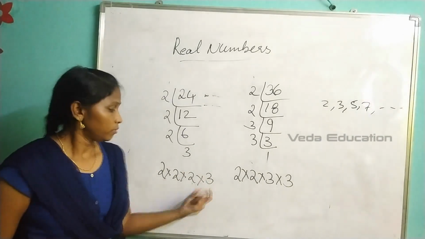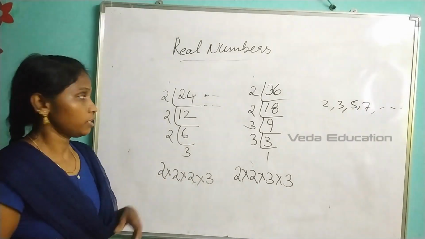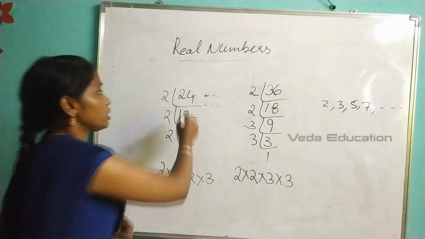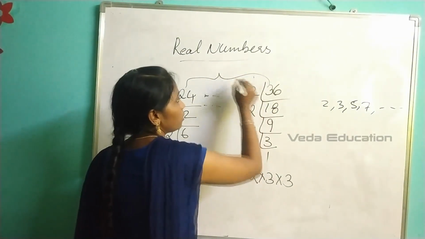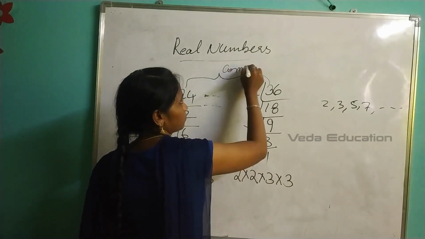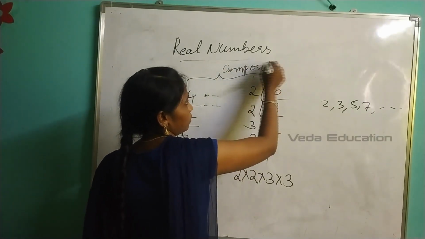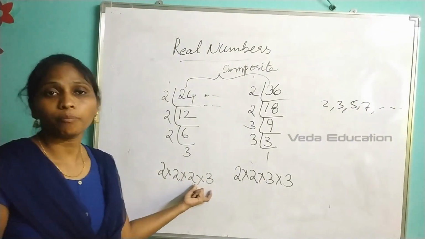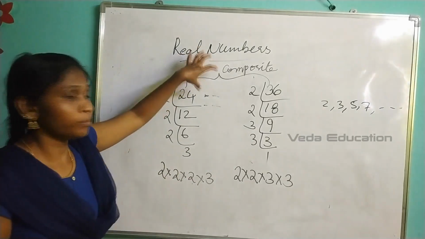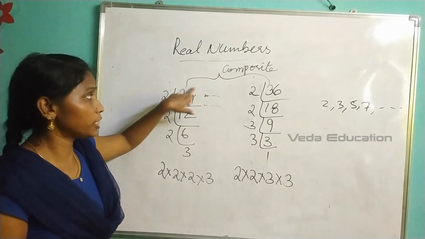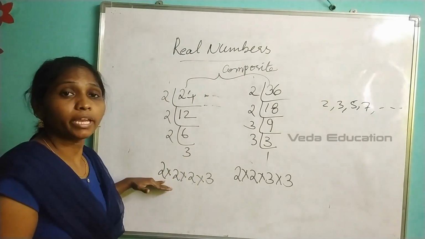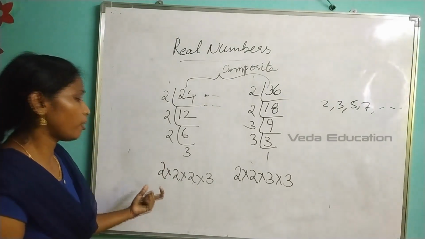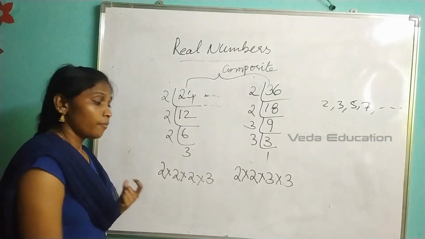This is prime factorization, a product of prime numbers. So, what are those numbers here? 36 and 24 are composite numbers. These two numbers are composite numbers. So, these composite numbers are expressed in the form of a product of prime factors. From this we can say that every composite number can be expressed as a product of prime factors, and this product of prime factors is unique.